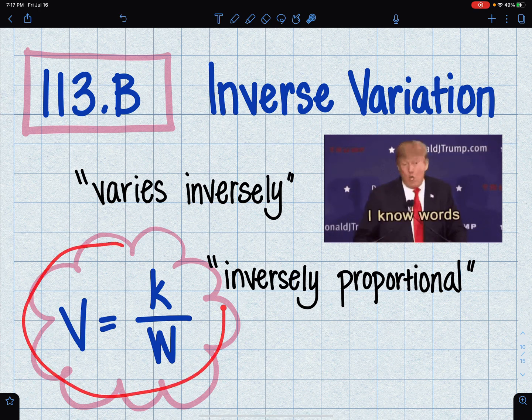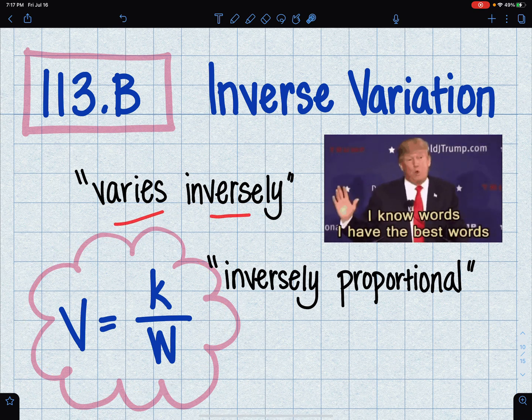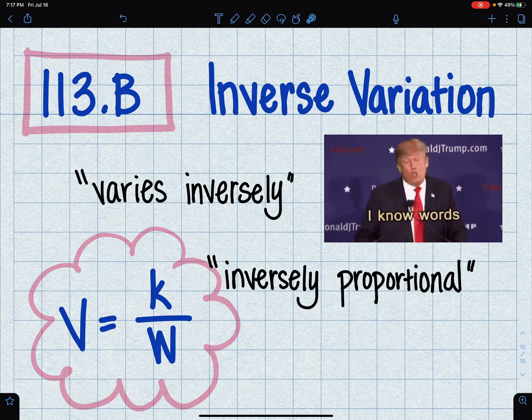So whenever you're looking at an equation that looks like this, you know that it varies inversely. If they tell you the words varies inversely or inversely proportional, then you have to write an equation that looks like this. One's on the numerator, one's on the denominator. It makes sense because one's going to go up, the other one's going to go down.